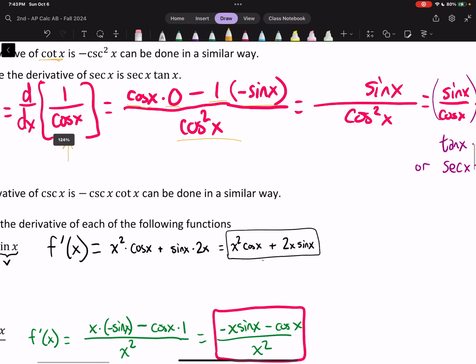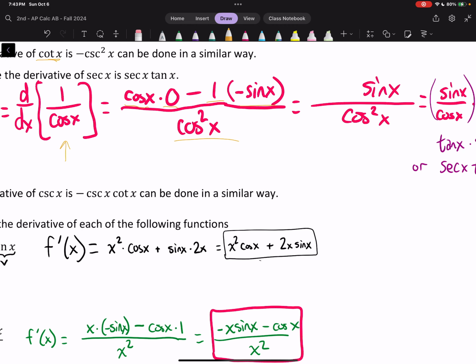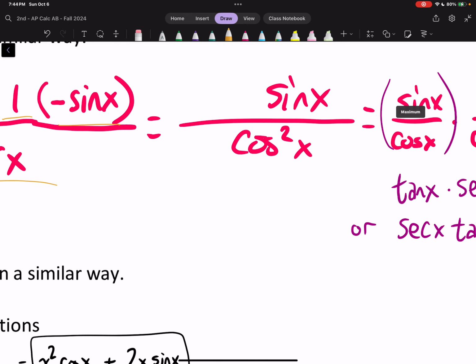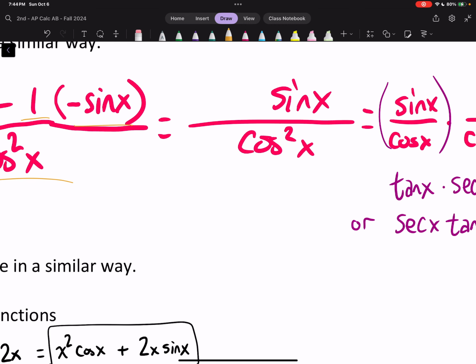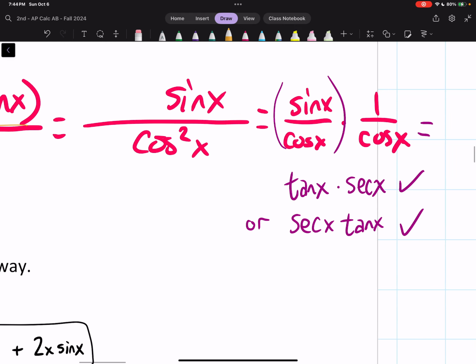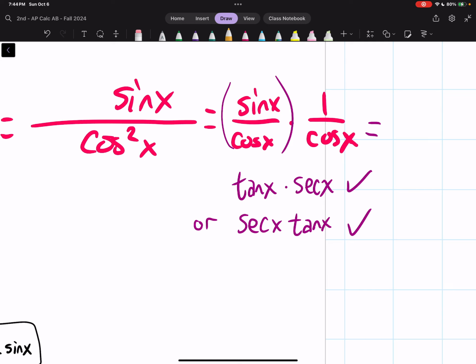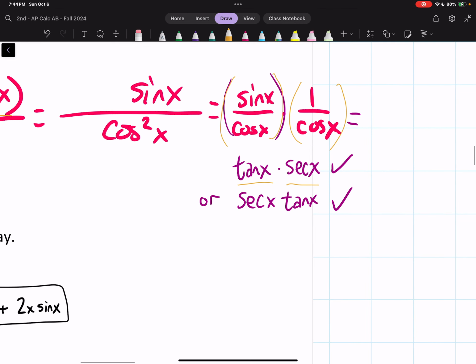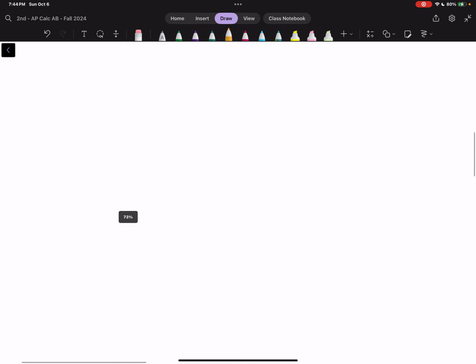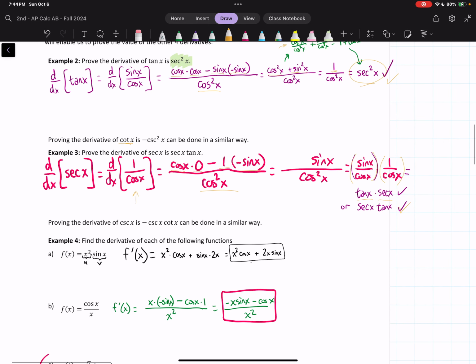Simplify, that first term is going to be 0. Minus a negative is a positive. We've got a sine in there, and cosine squared of x is still in the denominator. So we don't have a rule for that, but we can split that cosine up and slide the sine over and group them. Sine over cosine is tangent. 1 over cosine is secant. It doesn't matter which order you use, tangent secant or secant tangent. But that is our derivative for secant of x.